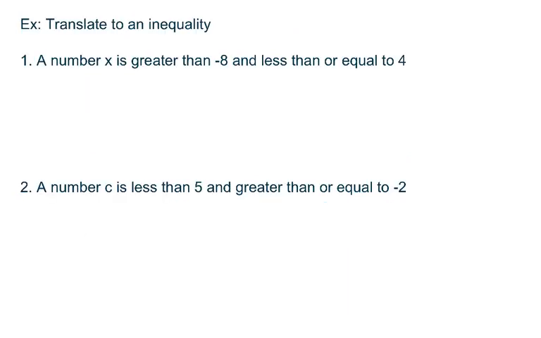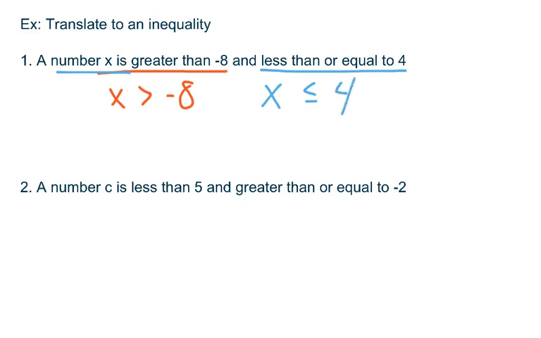Okay, so the next step is to translate them. We're going to actually write compound inequalities here. So number 1, a number x is greater than -8 and less than or equal to 4. There are two different ways to write a compound inequality. I'm going to write the first one where we have two separate inequalities. So a number x is greater than -8. That's pretty simple. x greater than -8. The second part, less than or equal to 4. We're going to use the same variable. We're going to have x less than or equal to 4. We should probably have the word "and" in between.